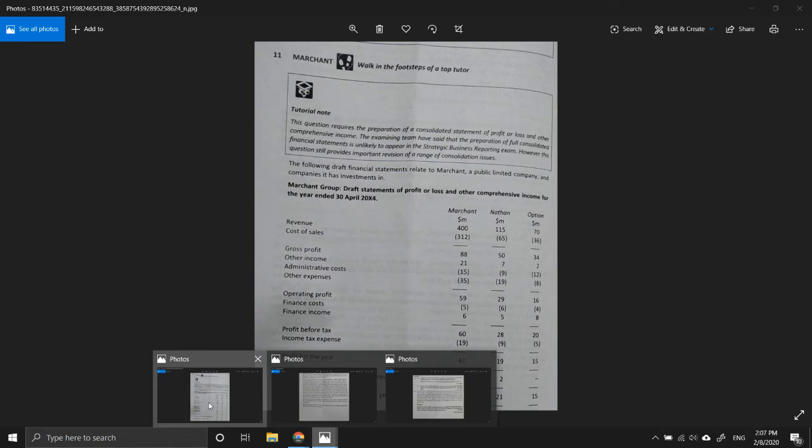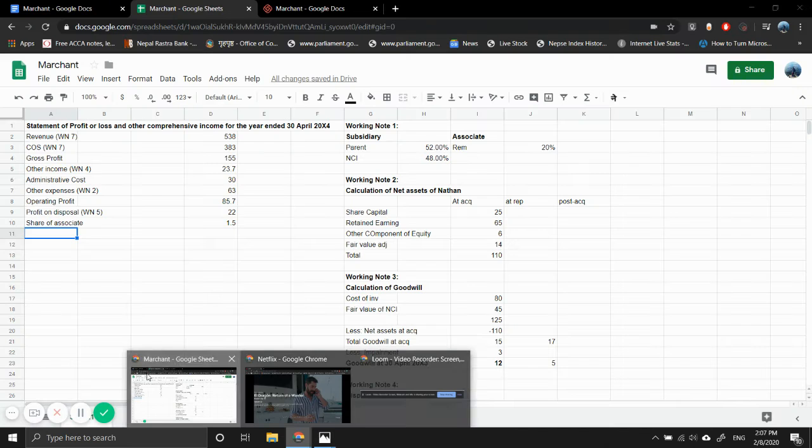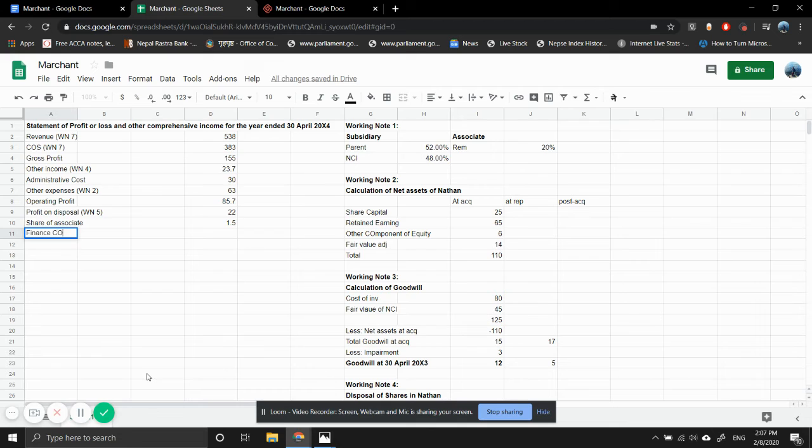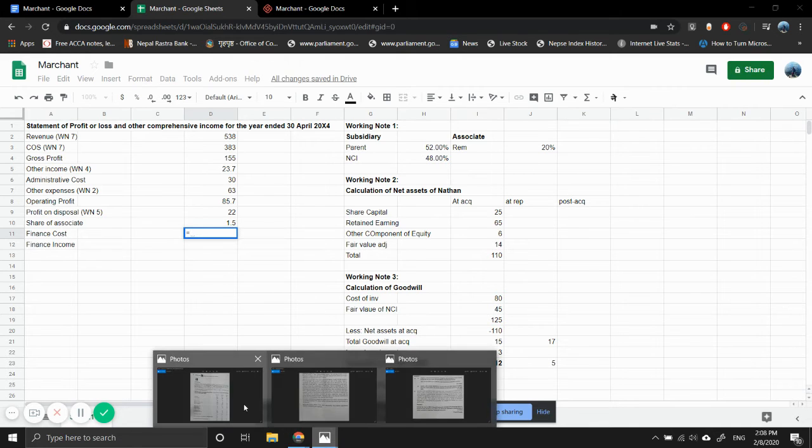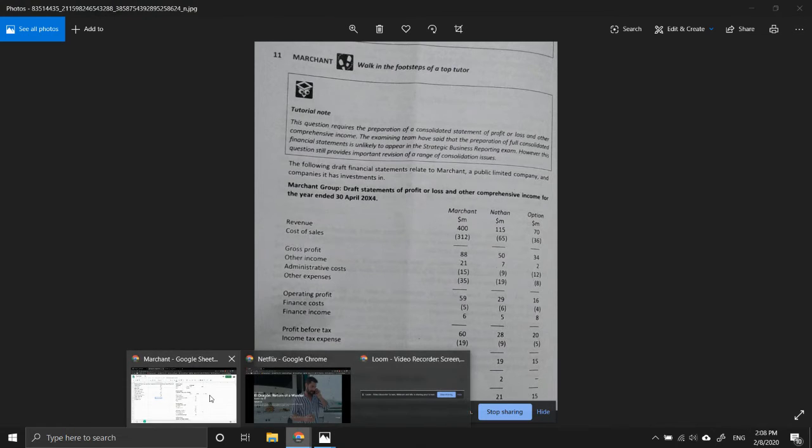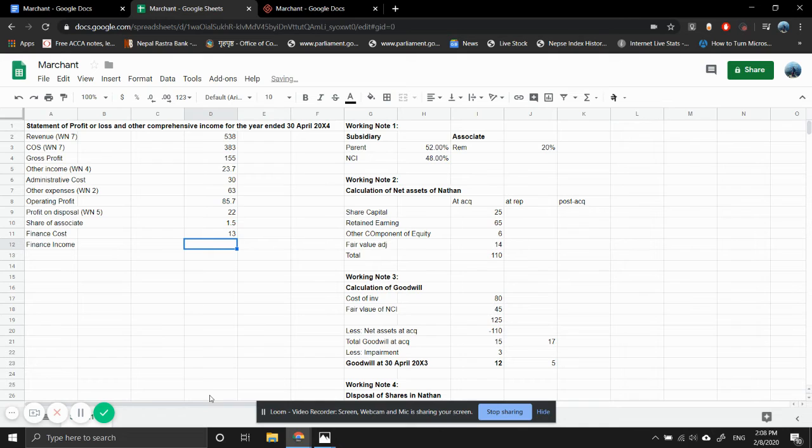Anything we are missing in case of profit? What else is there? Finance income, finance cost. There is nothing regarding this as well. There is no deferred consideration, nothing of that sort, so no need to worry much about it. So finance cost, how much is it? 5 plus 6 plus 2, okay? I just did it directly. Or what I'll do is, I won't do it directly then. It might be easier to understand later on as well.